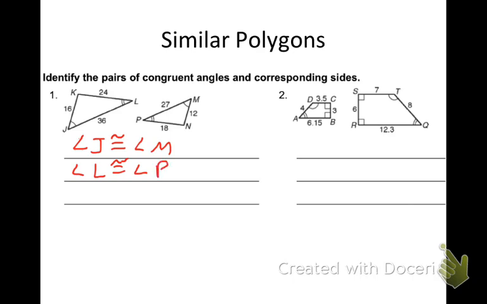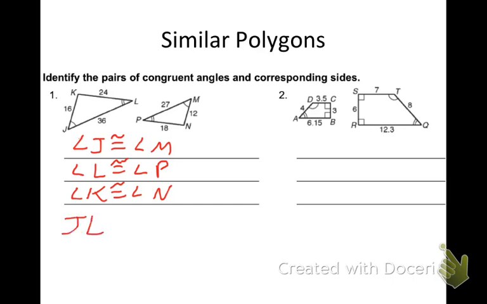Then that leaves me with what, Drew? Angle K is the same as angle... How do you know that, sir? Has to be 180. So the other two are the same. Then third angles have to be the same. Nice job, sir. Now we have to do the sides.